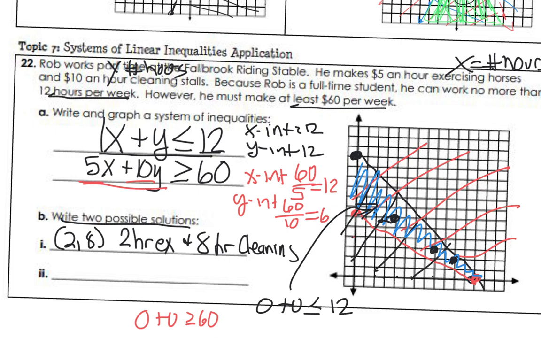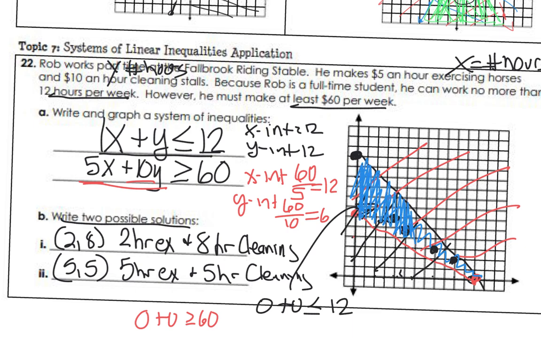Another solution would be like 5, 5. And you could put any point in that area. So 5 hours exercising and 5 hours cleaning. Those are just 2 examples, but any ordered pair in this double shaded area works.